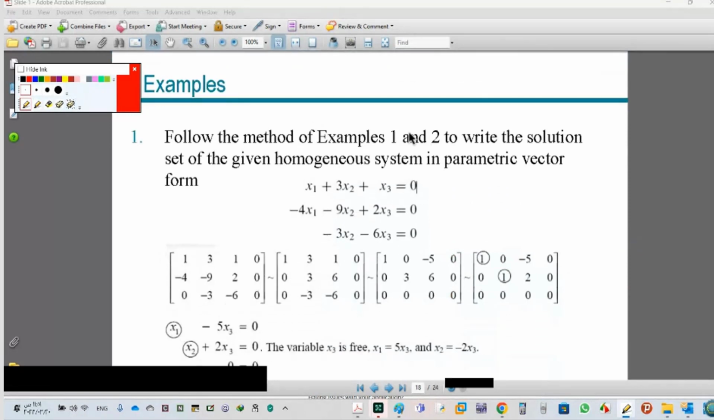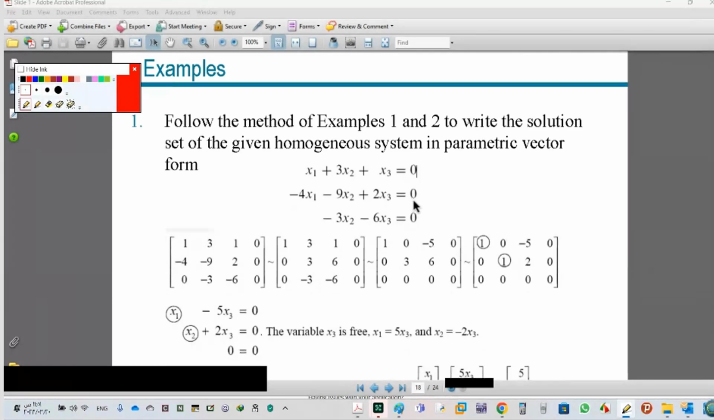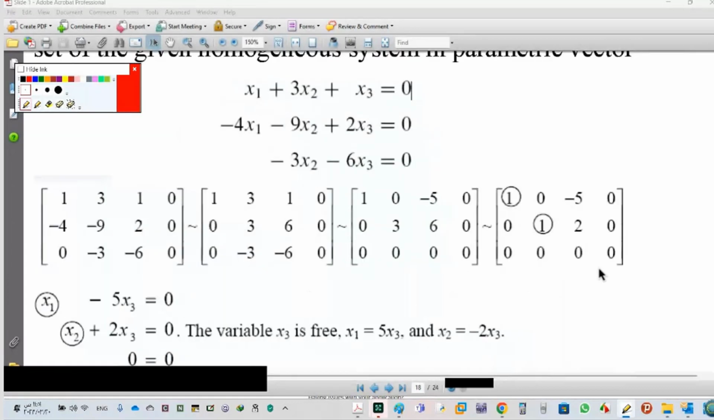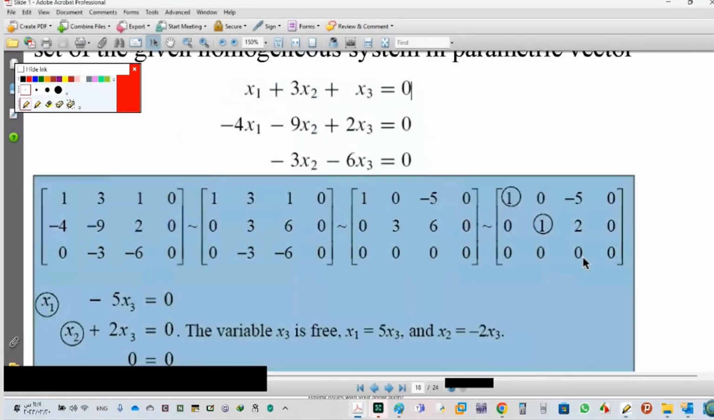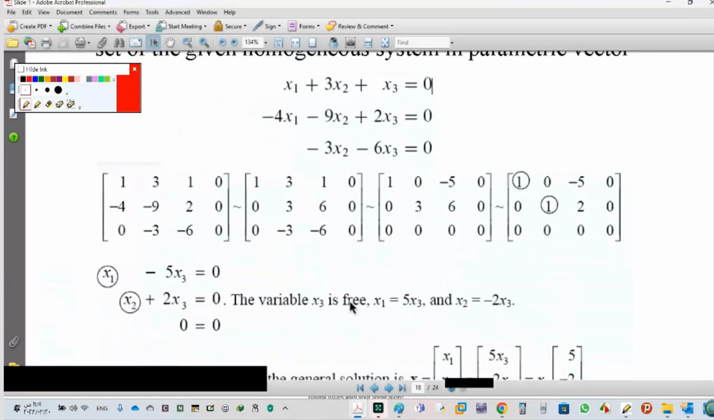Follow the method in the example and see here to write the solution of the given system. He told me it is homogeneous, in parametric vector form. So here I have to solve, then write. Okay, we're going to solve. We have a free variable. See this? Here it's 0. So x3 is a free variable.